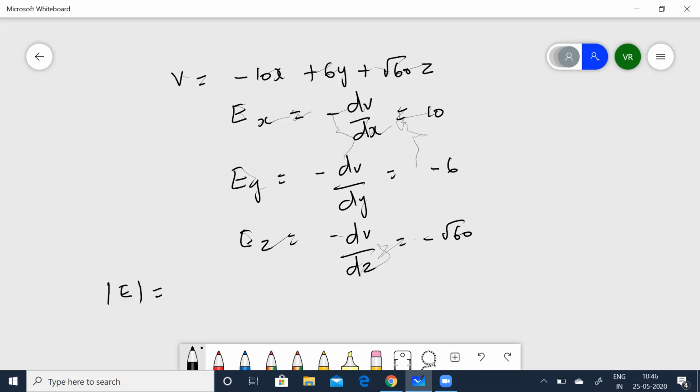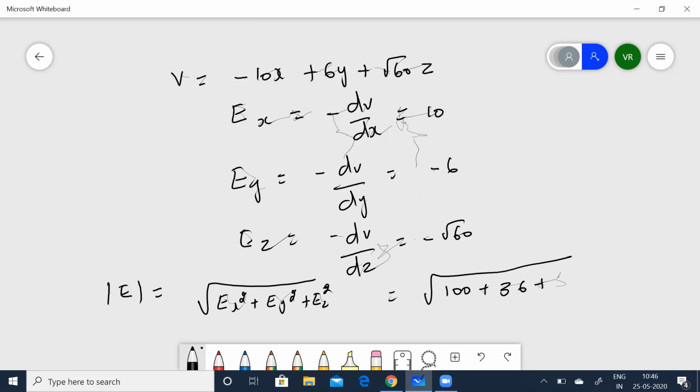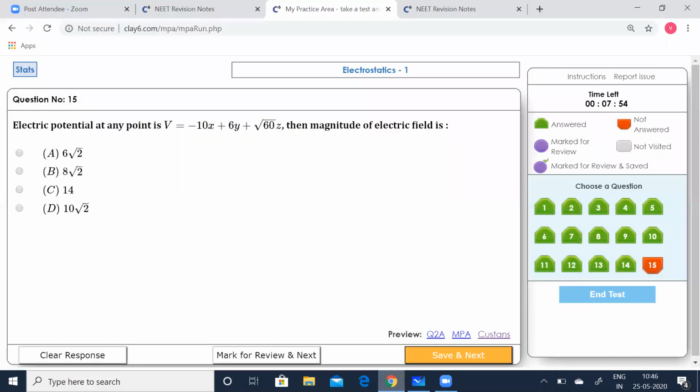electric field is given by root of Ex squared plus Ey squared plus Ez squared, which is equal to root of 100 plus 36 plus 60, since 10 squared is 100 and root of 60 the whole squared is 60. 136 plus 60 gives you 196. The square root of 196 is 14. Let's see which option is correct. 14, option C is correct.